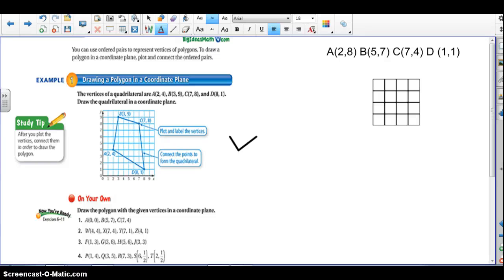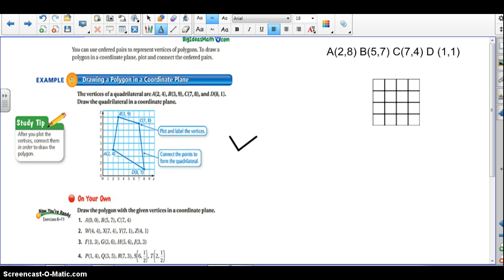The goal today is to draw some polygons in the coordinate plane and find the lengths of the sides of those polygons. We're trying to hit the target that says I can draw polygons in the coordinate plane, given coordinates for the vertices. I can also use coordinates to find the length of a side, joining points with the same first coordinate or the same second coordinate.